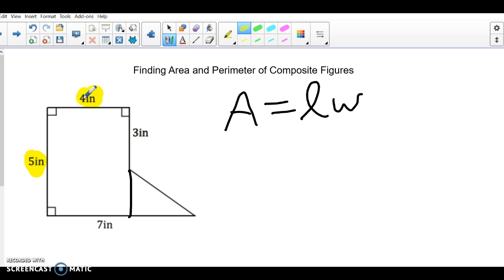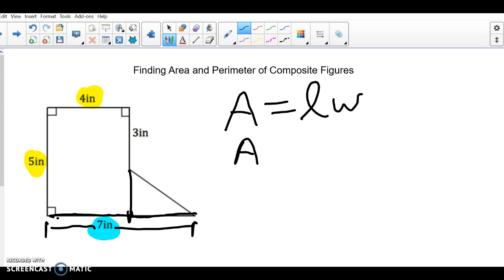Now, some of you may say, Mr. McElveen, what about this guy right here? What about that 7? Why isn't the width 7? Well, the thing you want to pay attention to with that is this measure of 7. That's the distance from the rectangle all the way out to the edge of that triangle. That's how long your foot would be if this were your boot. So that's going to include both the rectangle and the triangle. So that's not going to be the width of just the rectangle. That's why we're only going to use 4 there.